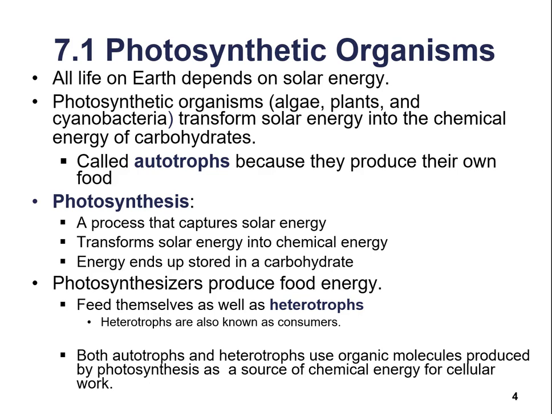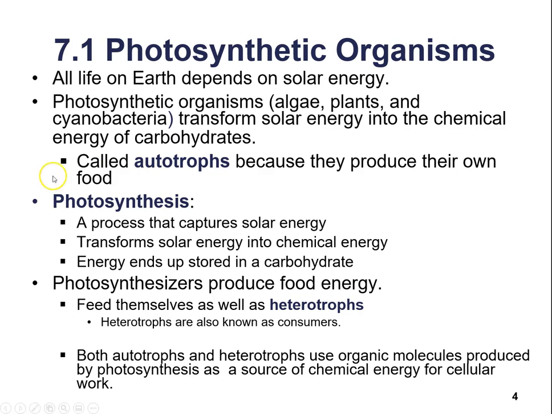Okay, and remember that when we talk about photosynthetic organisms, we're not just talking about plants. That's usually what we think of, but there are algae that photosynthesize, and also there are photosynthetic bacteria called cyanobacteria. We call these types of organisms autotrophs because they're able to produce their own food. Auto means own, or self. So they can produce their own food.